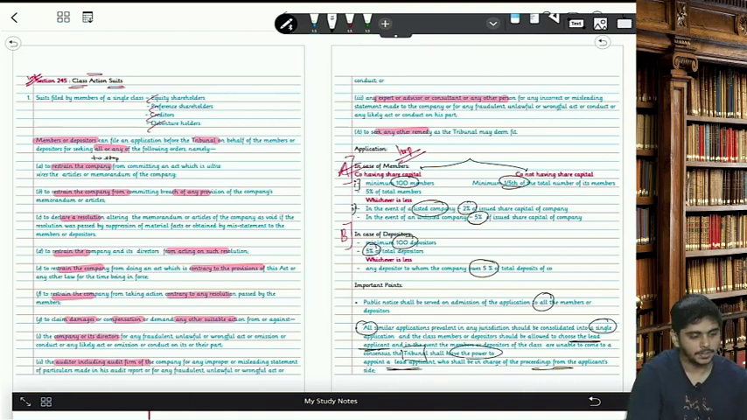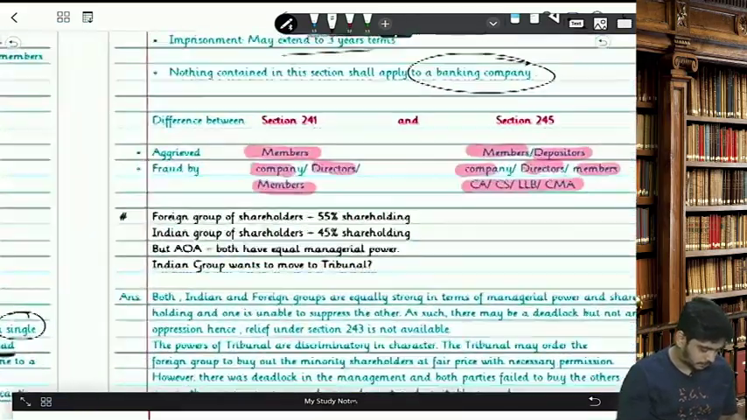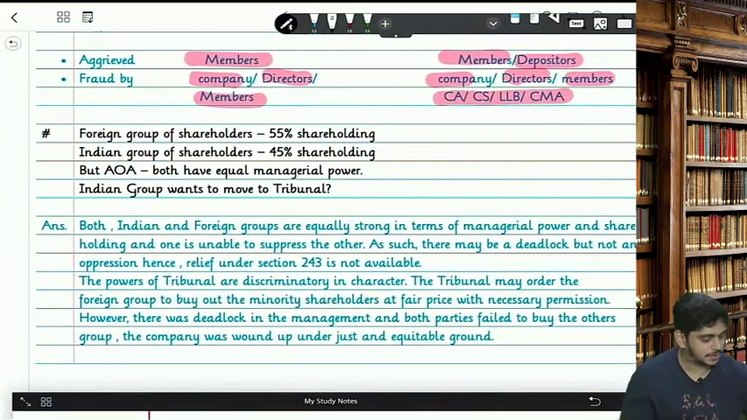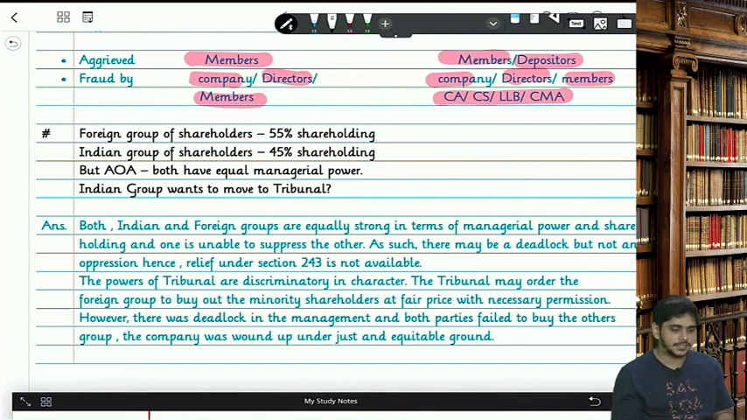Done? So guys, we are done with class action suits also. Now, these are two cases which were there in the 1956 Act, and ICAI had asked it already in the exam. So let's have a clarification on what exactly it is. It says, a foreign group of shareholders are holding 55% shareholding in a company, and an Indian group of shareholders is holding 45% of shareholding.